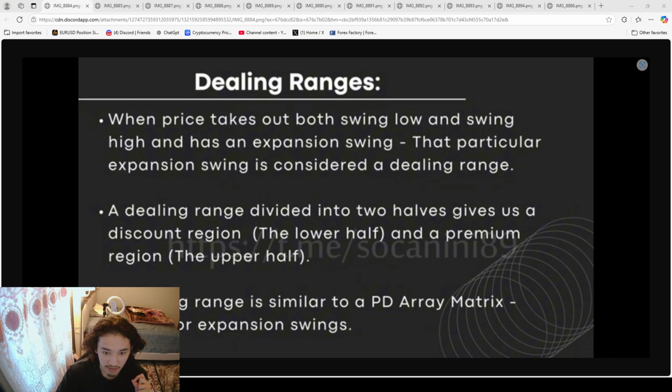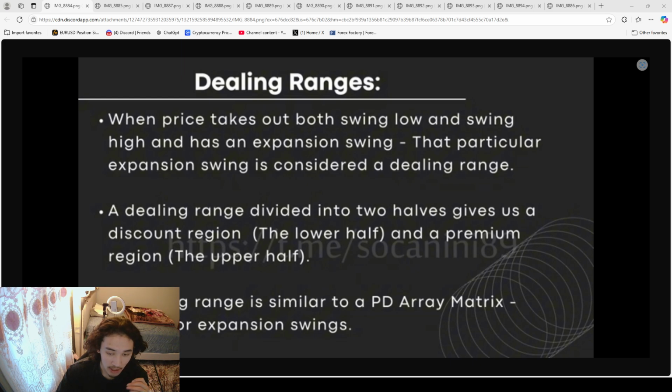A daily range is divided into two halves, giving us a discount region, the lower half, and a premium region, the upper half. So premium and discount. And as you guys know, you always want to buy in a discount and you always want to sell in premium, right? Which is a very important concept.